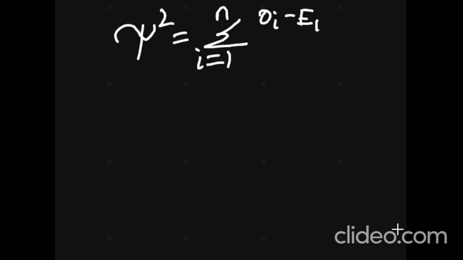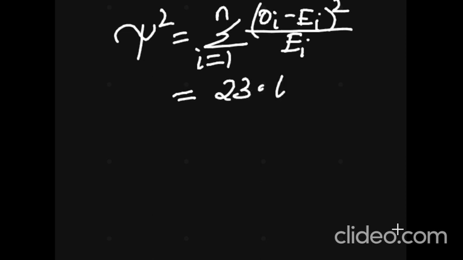So my chi-square value was, because we know very well the chi-square formula, the sum for i varies from 1 to n, Oi minus Ei, the whole square divided by Ei. We have added these values. So this is equivalent to 23.667. This is our chi-square value.